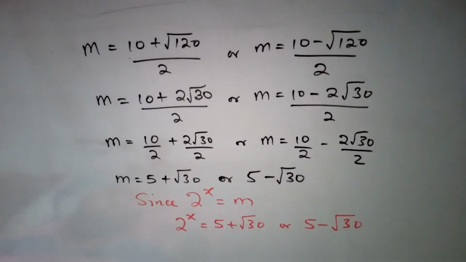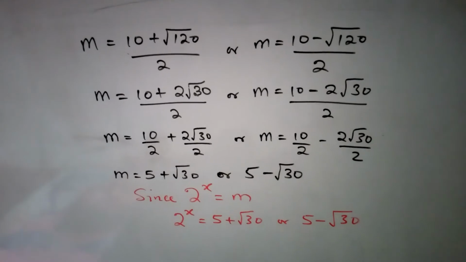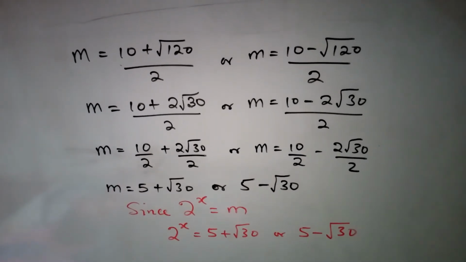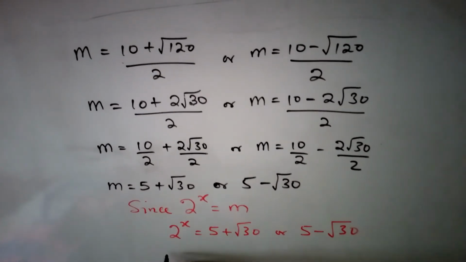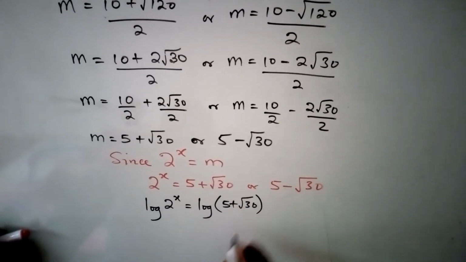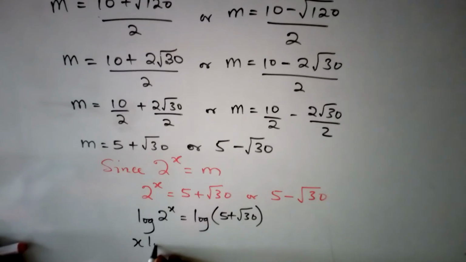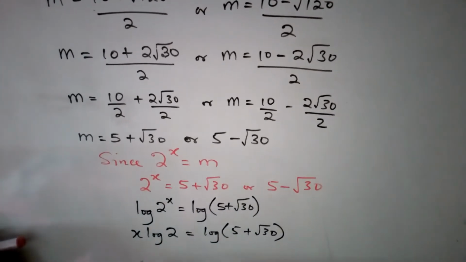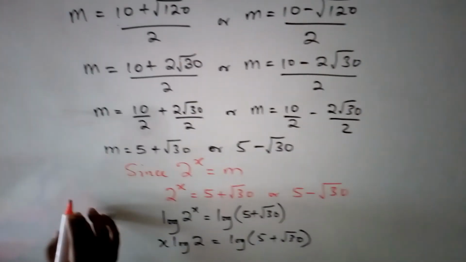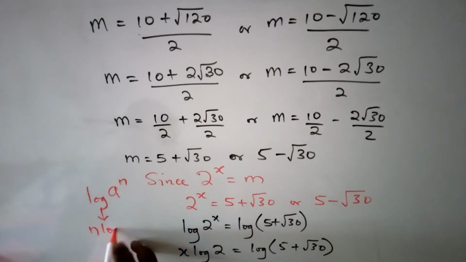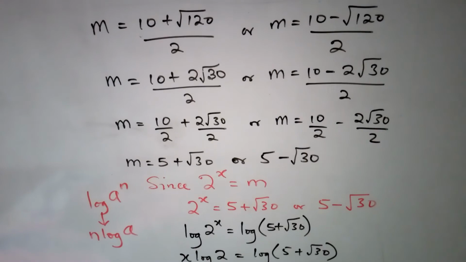Now we have an exponential equation, and since we cannot derive a common base for either side, we can introduce logarithm. So introducing log to both sides for this one here, we are going to get something like this. Log 2 to the power x equals log into bracket 5 plus root of 30. So that becomes x log 2 equals log of 5 plus root of 30. That is because for logarithm, when you have log of a to the power n, it can be rewritten as n log a. So what we have here is actually correct.